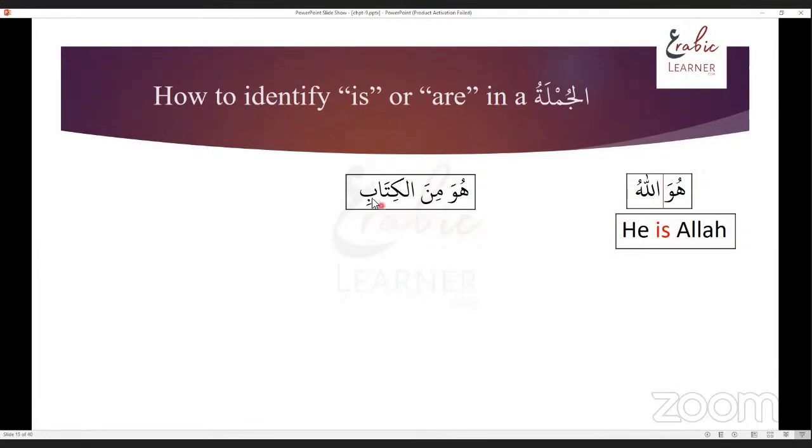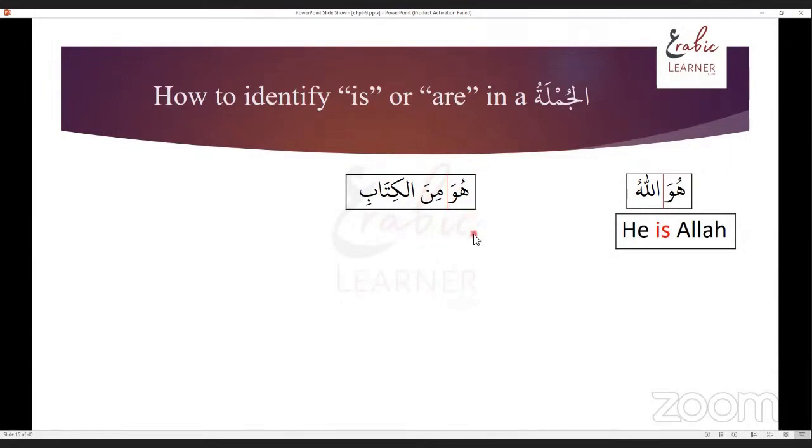Yeah, so the relationship is jar majroor. Min is harfu jar, al-kitabi is ismu majroor. So there is a relationship here, min. But huwa is isolated. Huwa is not part of any relationship. So the break is here. Sister Rubina Bhatt, did you understand or not? These two are in relationship, but this is not part of any relationship. So the break is here.